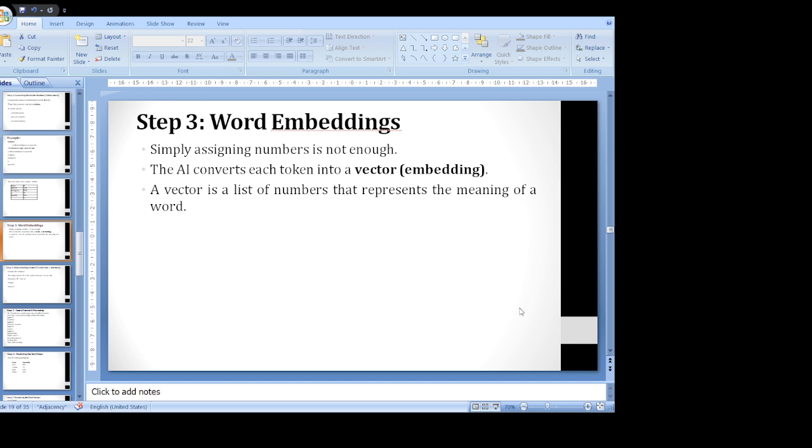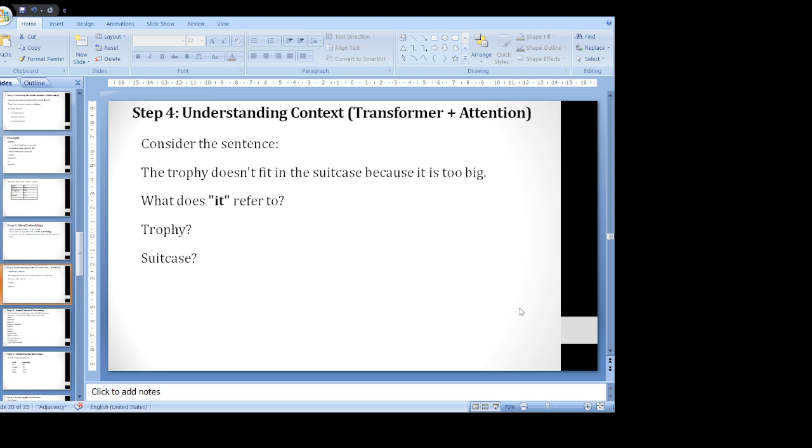Step three is word embeddings. Word embedding is converting each and every token into vectors. Here, a vector is a list of numbers that represents the meaning of the word. In short, we can relate objects through their relationships. For example, if I give the prompt cat, dog, based on these two it finds the relationship: animal.